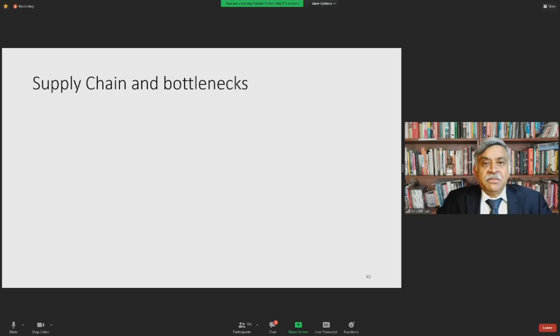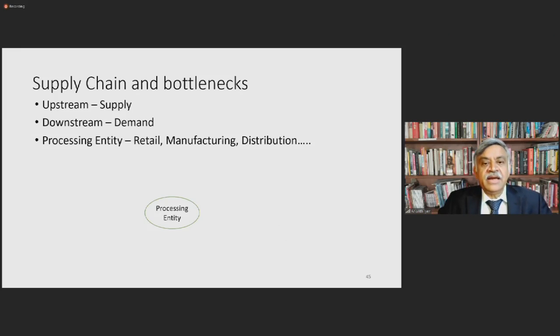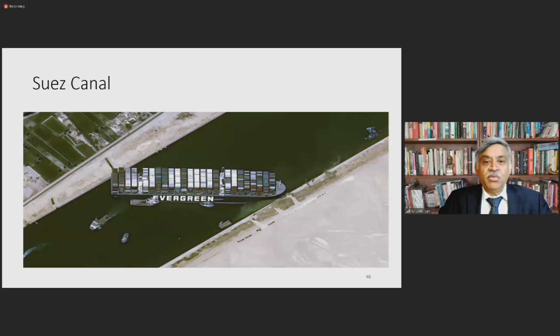So let's think about the supply chain and bottlenecks. And Ed, you can just click. So upstream is the supply side, downstream is demand. If you click forward, the main thing we're focused on is this intermediate entity. There's a demand downstream, there's a supply upstream, and this really is the supply chain. And when we talk about disruption, we're either talking about an increase in demand for the same amount of supply, a decrease in supply for the same amount of demand, or a problem in the processing entity. And of course, you might say, what about all of the above?